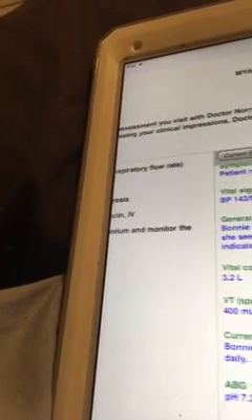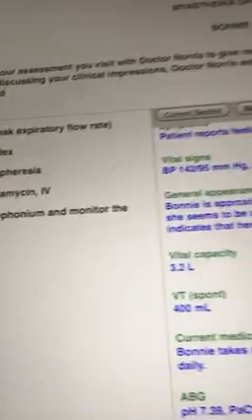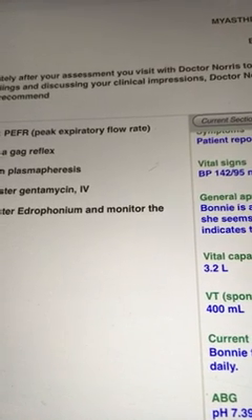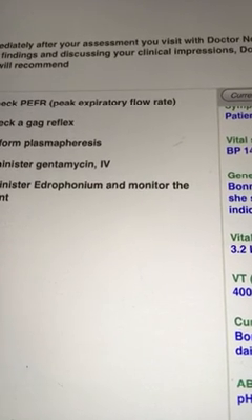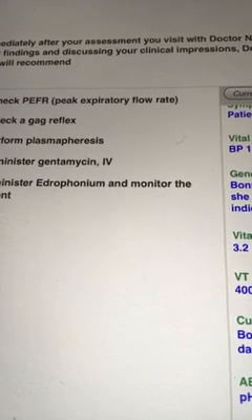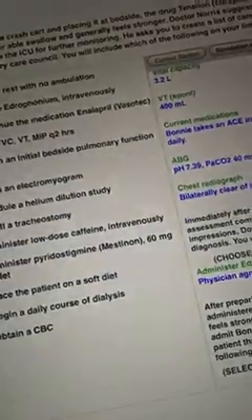The doctor asks for your recommendation concerning confirmation of a diagnosis. What would you recommend? The options are to perform plasmapheresis, check gag reflex, peak flow, or administer hydrophonium. So I'm going to do the hydrophonium because the drooping should have indicated a certain type of disease, you know, MG.